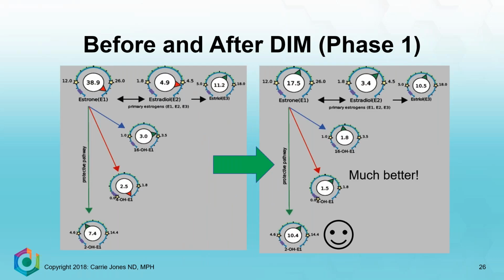In this particular example, they were given DIM, or diindolylmethane, and in just 2 weeks, diindolylmethane dropped everything back down into a much better range. So you can see their E1 and E2 dropped back into the green. You can see their 4 and their 16 dropped away from the star, so back into the green. And in fact, their 2-OH, which of course is the healthier pathway we prefer, now it's a smiley face, so it's much better. So in just 2 weeks, diindolylmethane made a significant improvement.